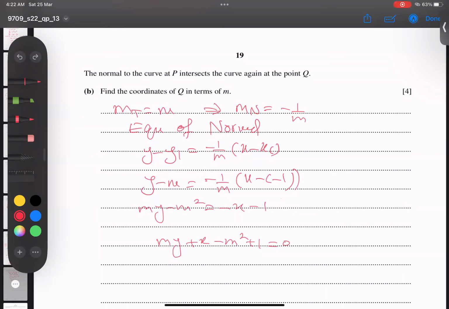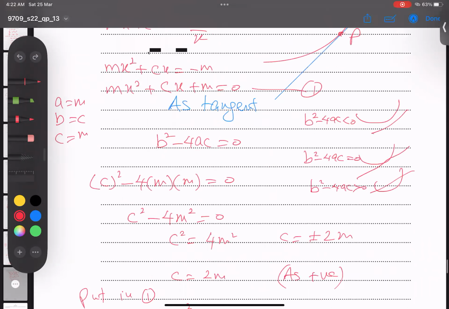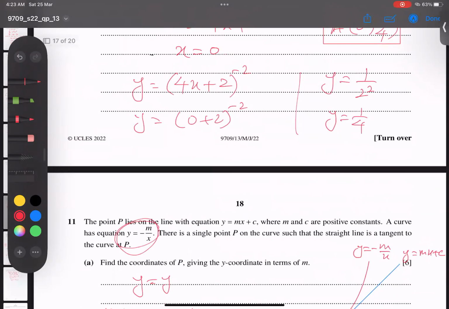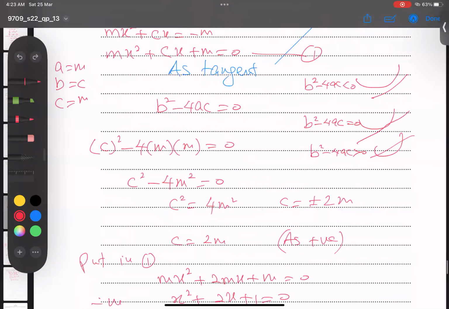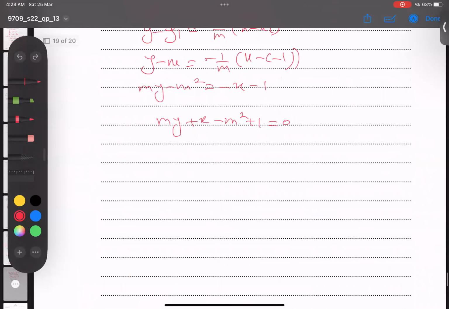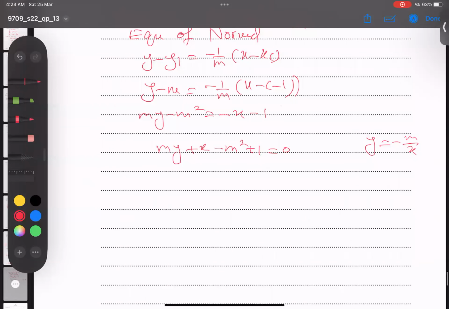Okay, now after having this equation of the normal, I am going to solve it with the equation of the curve. The reason is that the question says the normal intersects the curve once again. So what is the equation of the curve? The equation of the curve is y equals minus m over x. So I have to solve them simultaneously.